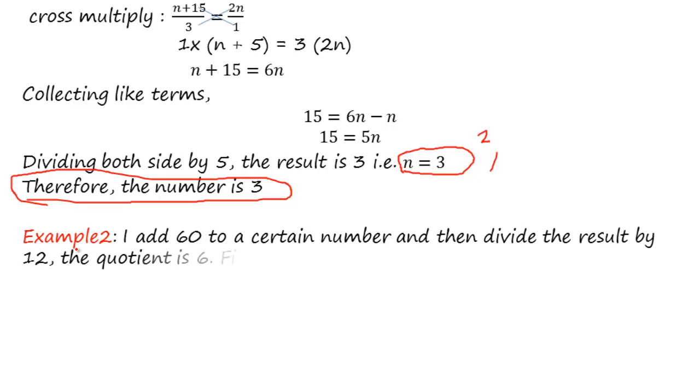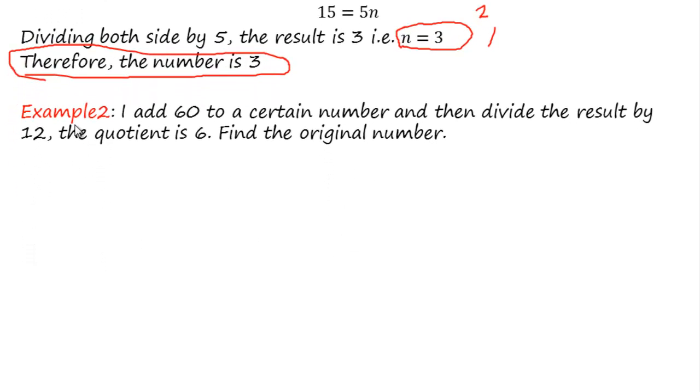I add 60 to a certain number, then divide the result by 12. The quotient, that is division, is 6. Find the original number. Now, solution. Let the number be x. You can as well say let the number be k, whatever. So that is the first step. Having done that, now read the statement.